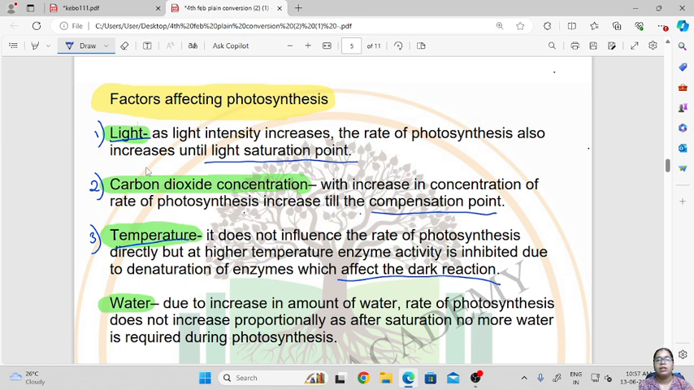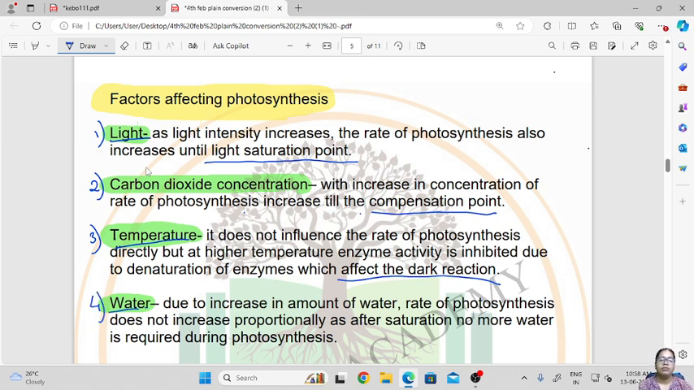So if temperature is increased, the enzymes which are present in the plants are basically proteinaceous enzymes. So protein will denature at higher temperature. So the plant will not have the enzymes which will be required for the processes of the plant, that is photosynthesis and respiration. So that is the reason why temperature is also an important factor in the process of photosynthesis.